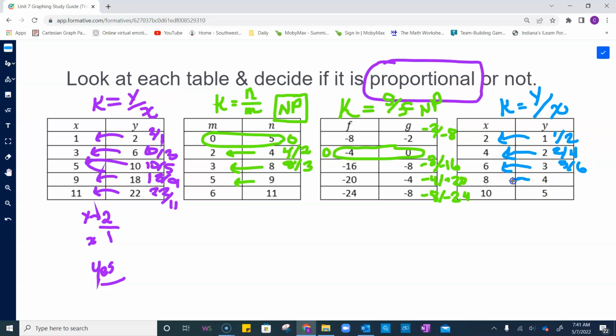I'm going to check them all. Make sure that the last one, all the way to the last one works. 4 over 8 is a half. And then 5 over 10 is a half. So it's telling you that the y value is half the size of the x value. That's the relationship for this table. And because it's the same for all of them, it is proportional.